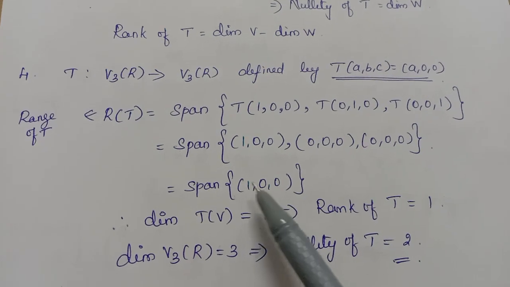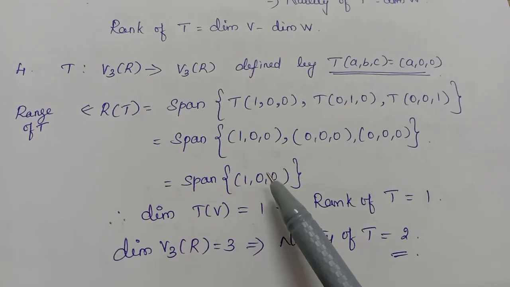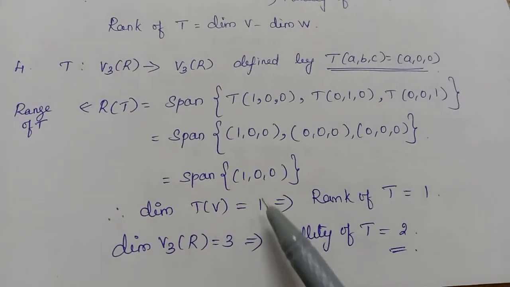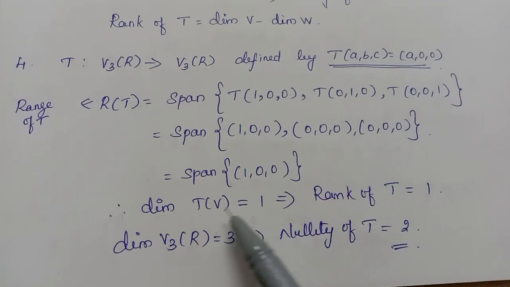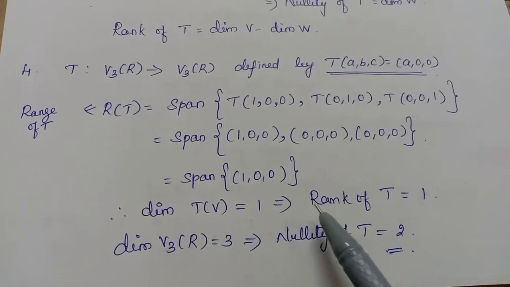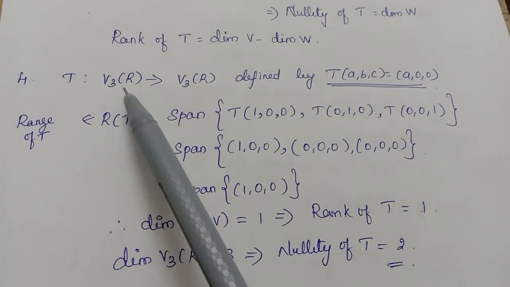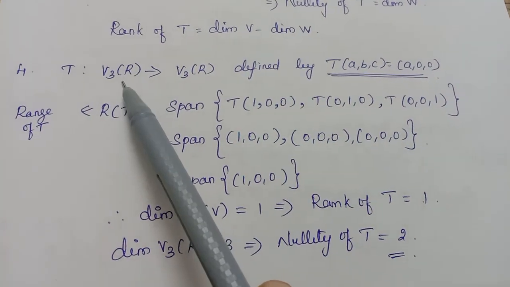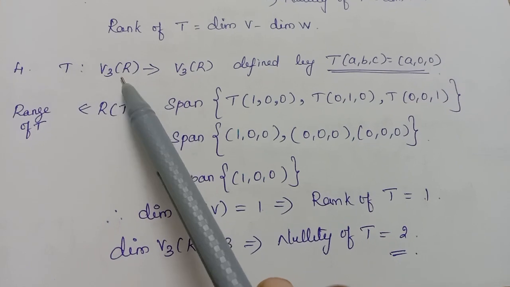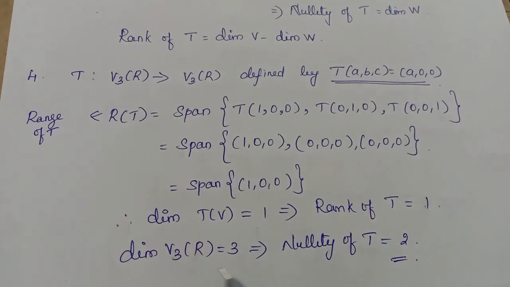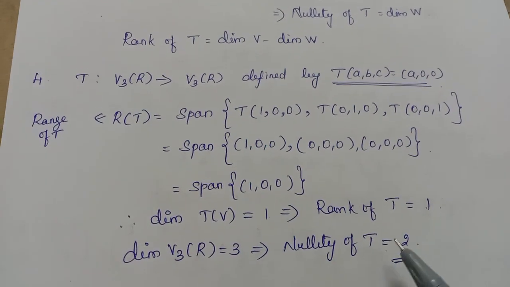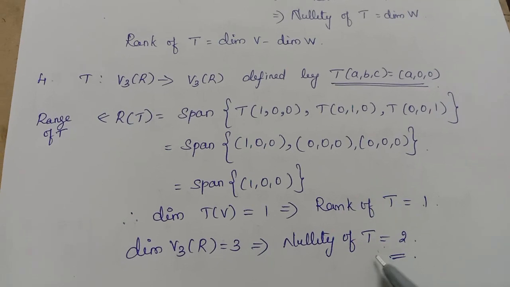Okay, right? So what is the dimension of this space? Dimension equal to 1. Why is it 1? Because it is spanned only by a single vector. So dimension of T of V equal to 1 implies what? Rank of T equal to 1. Okay, but look at this one. What is the dimension? 3, because we know this is of dimension 3. So rank is equal to 1 means nullity equal to what? 2.